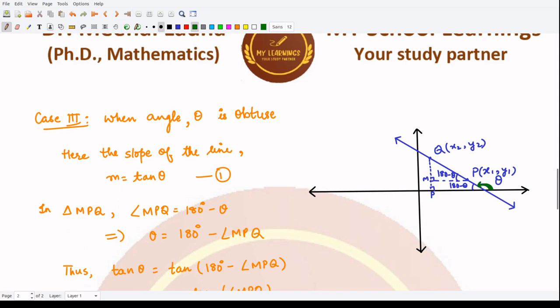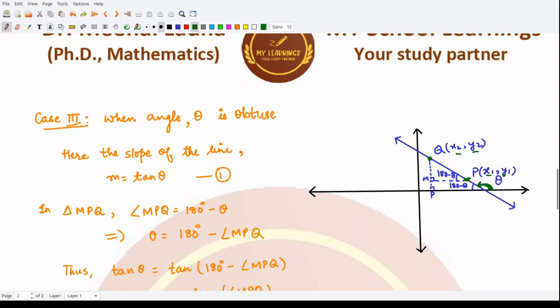So here for this angle theta, you have one point as P, another point as Q, right? The coordinates of P are given to be x1, y1, and the coordinates of Q would be given as x2, y2. So here you see the slope of this line is tan theta, right? That you know by definition. So let's mark this as equation 1.